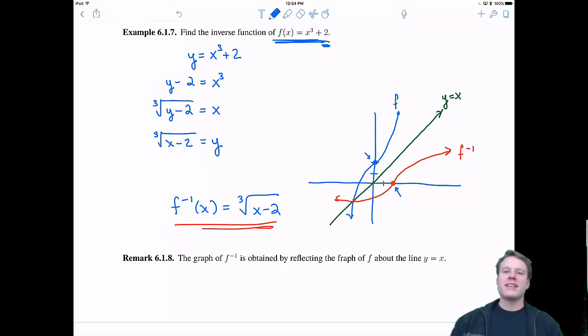All right, and that is the end of the review material for 6.1 inverse functions. Let's take a quick break, and when we come back, we're going to move into how we find the derivative at a point for our inverse functions. I'll see you then.